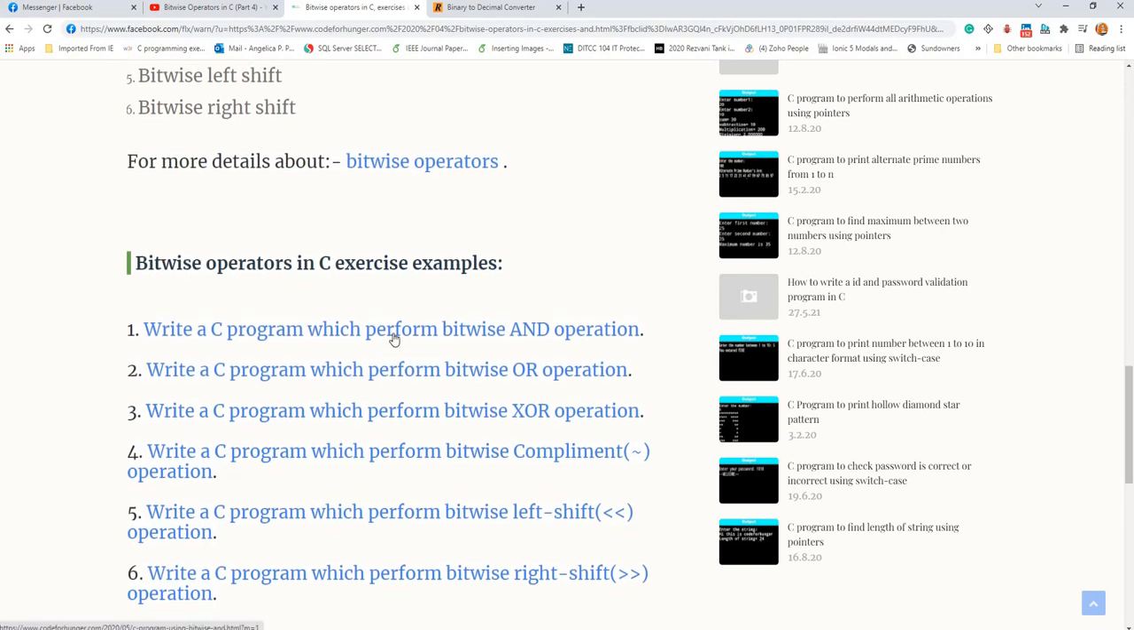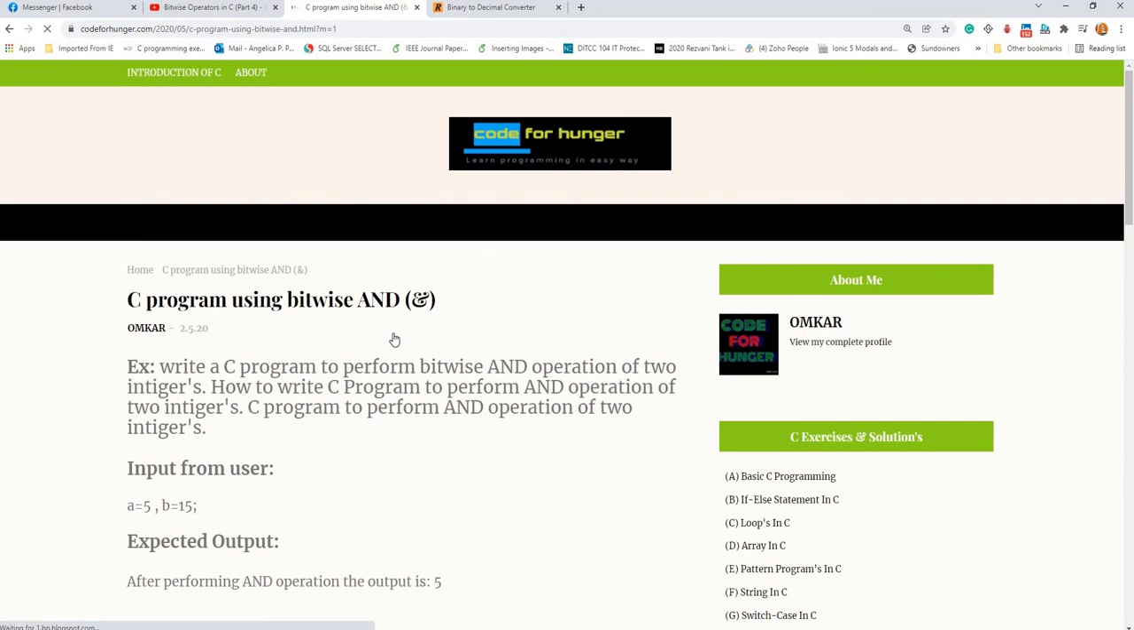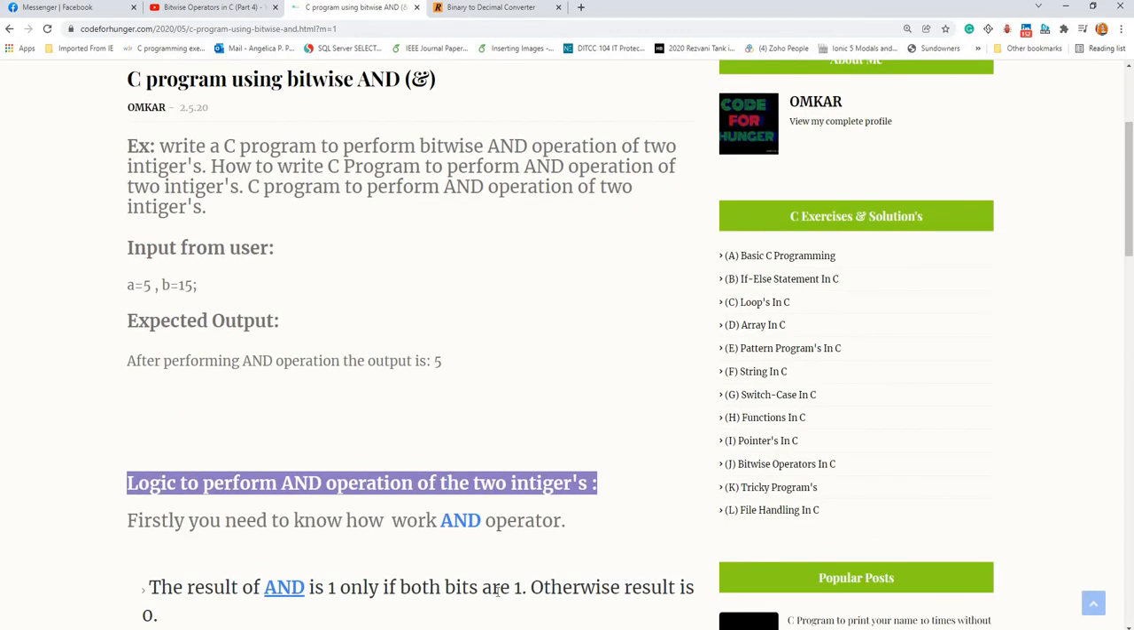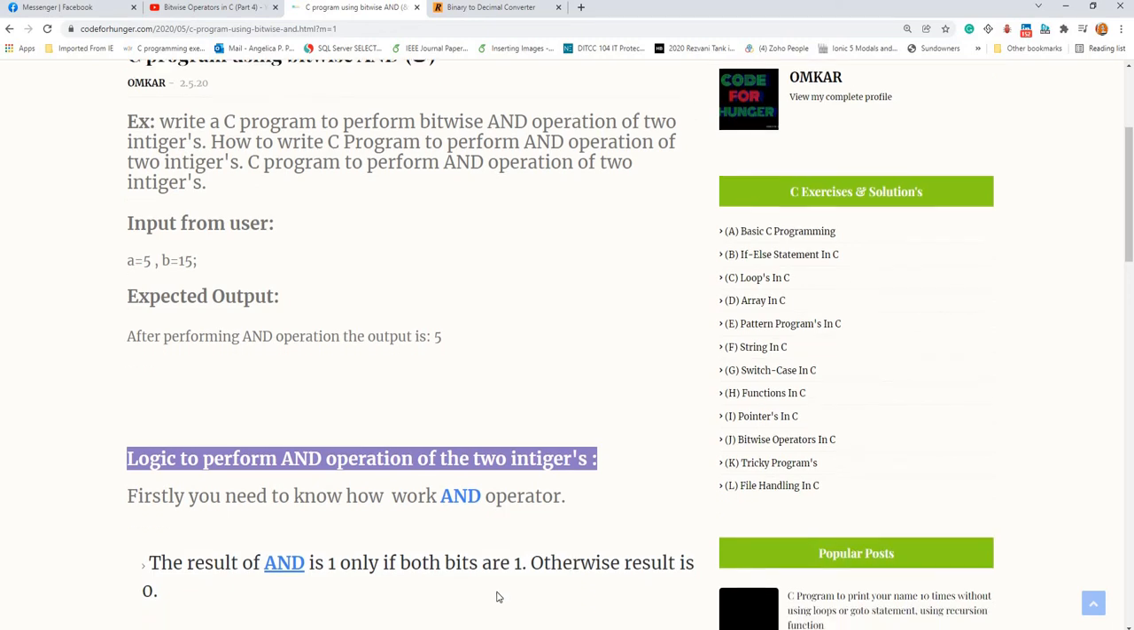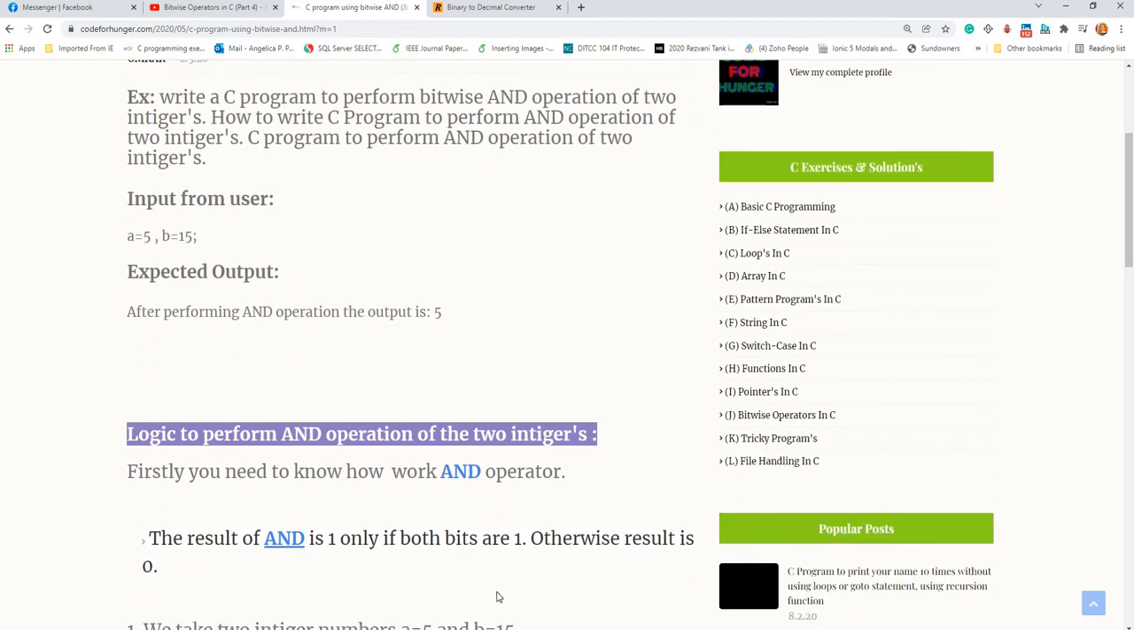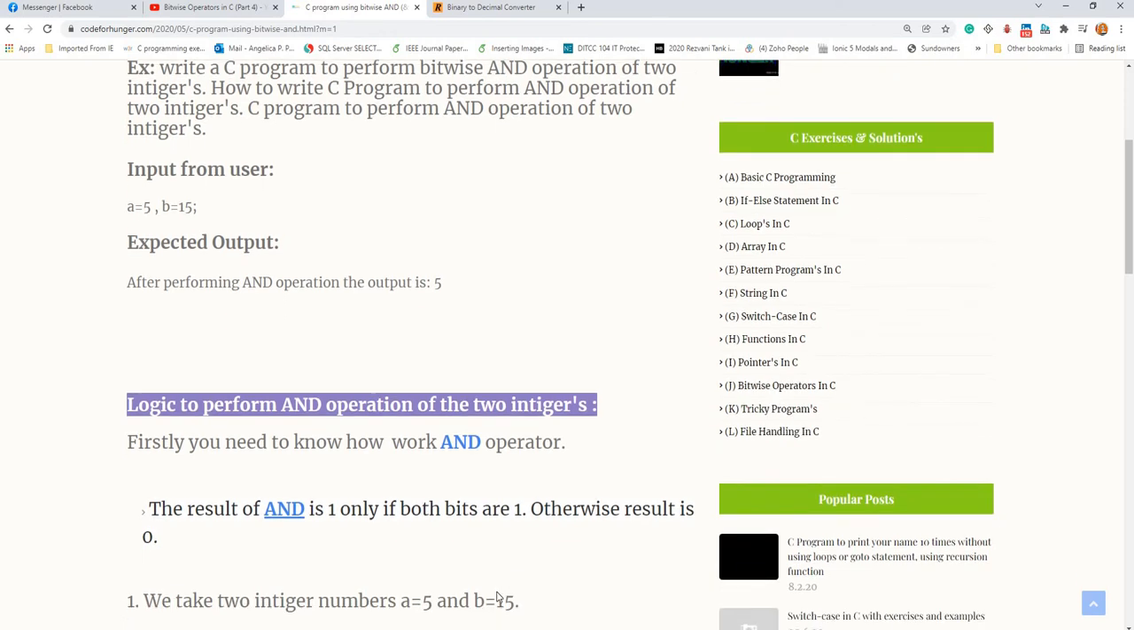Ito yung bitwise AND. So, ito yung ating code, ito yung ating input. Ang input ng user, yung variable na A ay 5. And then, yung variable na B, ang value niya ay 15. Now, ito yung ating expected output after performing bitwise AND operation.